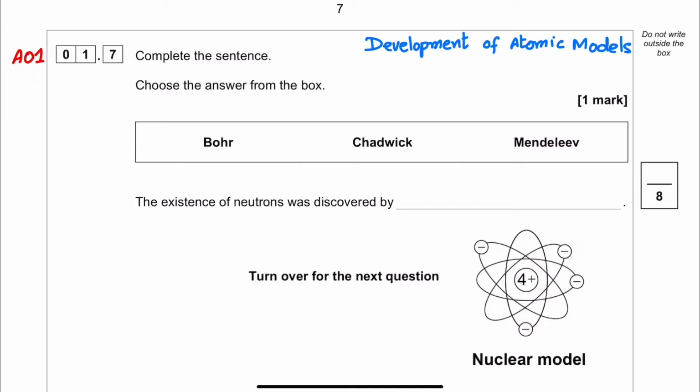In 1932, Chadwick was the person who discovered the neutral particles in the nucleus of an atom. So, the existence of the neutrons was discovered by Chadwick.